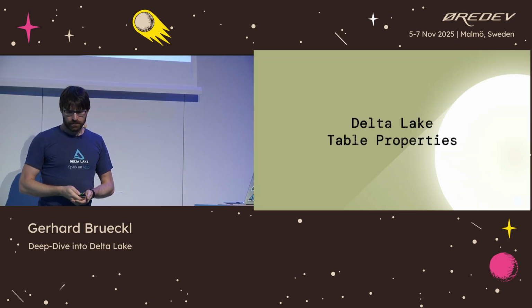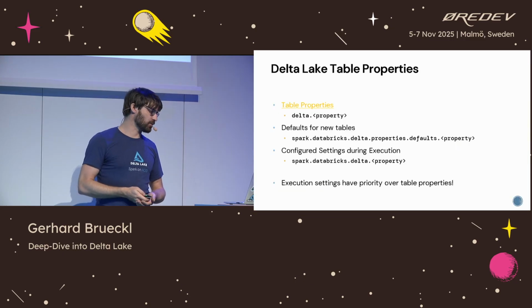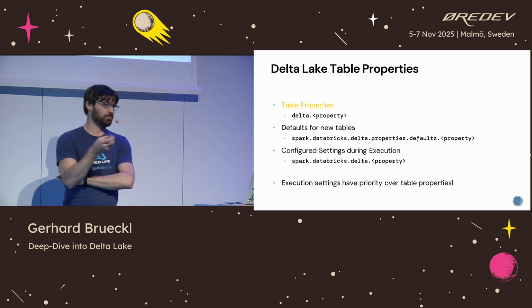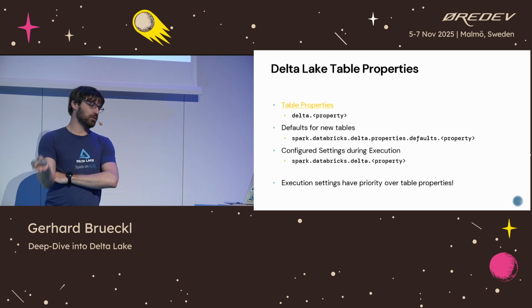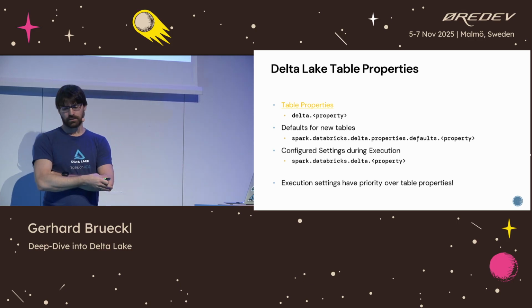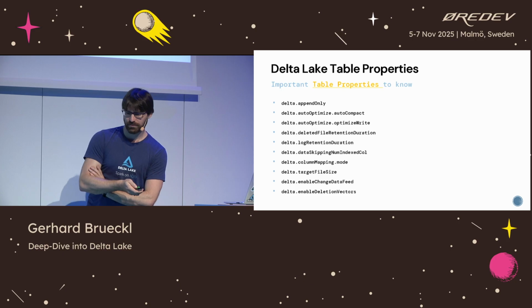In order to configure Delta Lake, there are a set of table properties that you can set and that you can use. There are different ways how you can set them. You can specify them on the table level. And especially for Spark, you can also set some session and execution defaults. Running out of time, so I have to go a bit faster.